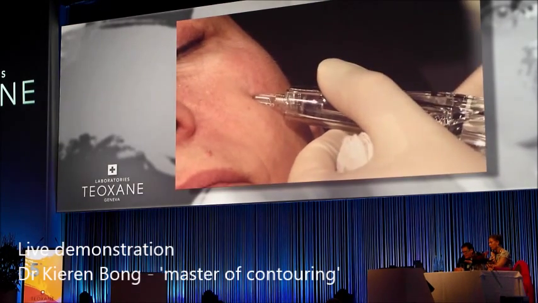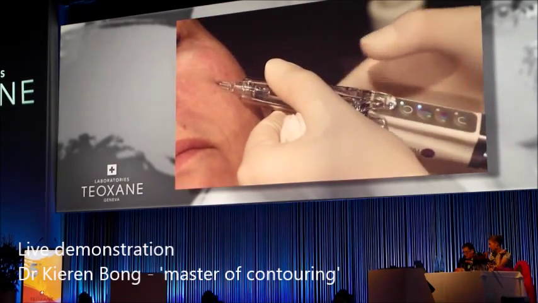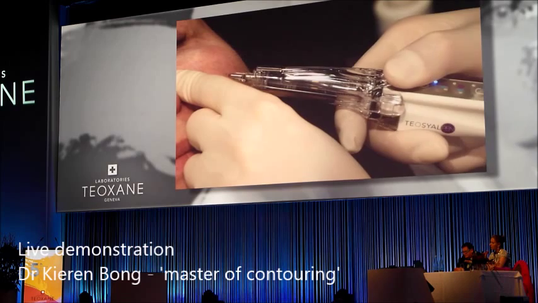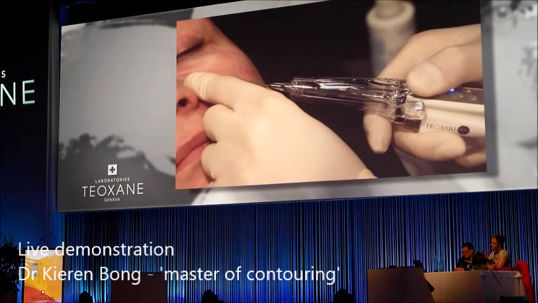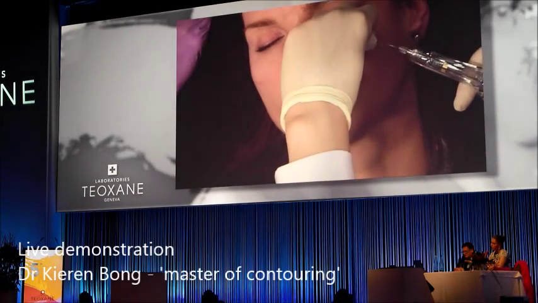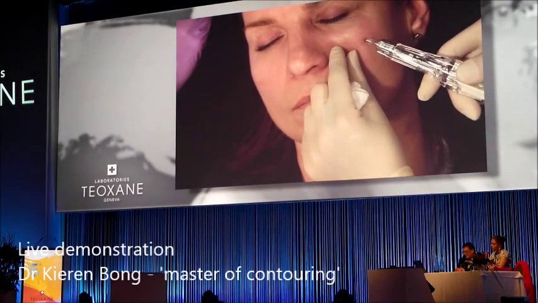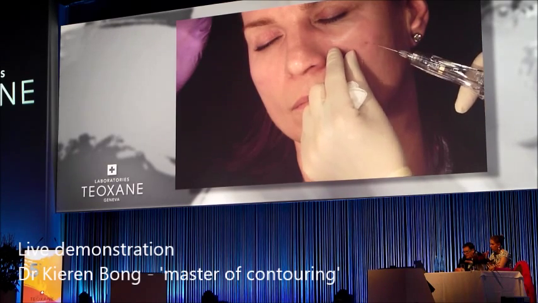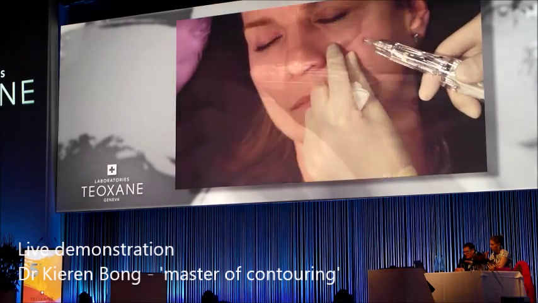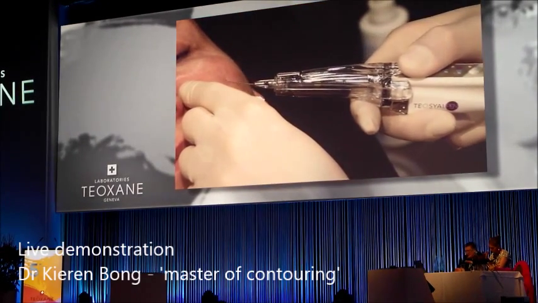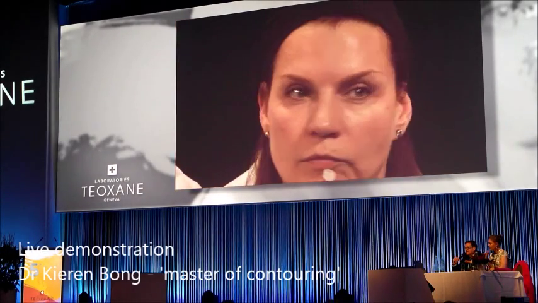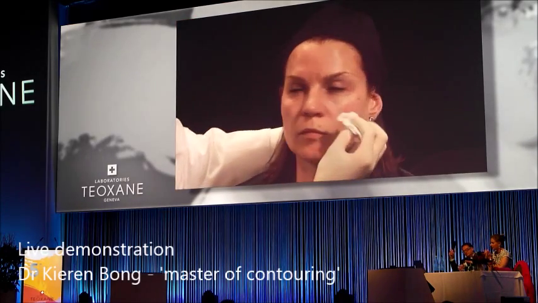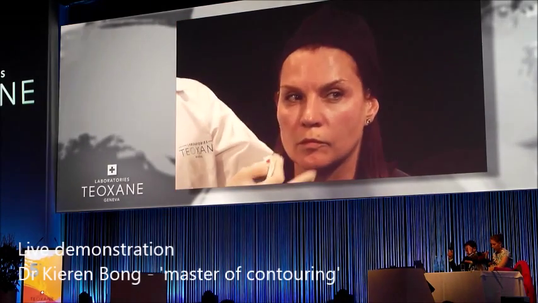Okay, now I'm going to switch the mode to medium. 27-gauge cannula, the same cannula as the one I used. Press the activation button and gently withdraw. You get this smooth, homogeneous control of deposit of filler. One more time. So keep it to the same plane. Yeah, very good. Very nice result. Thank you very much. Okay. So that's a 2.9.